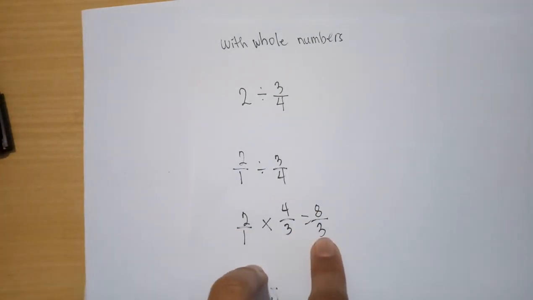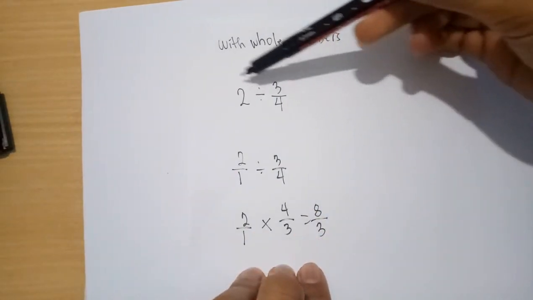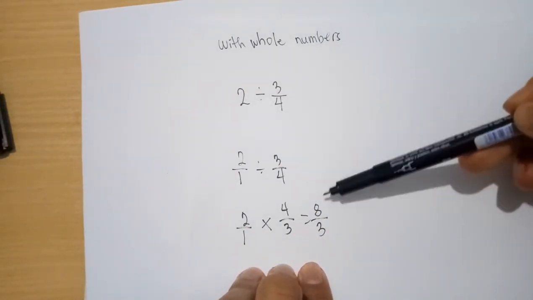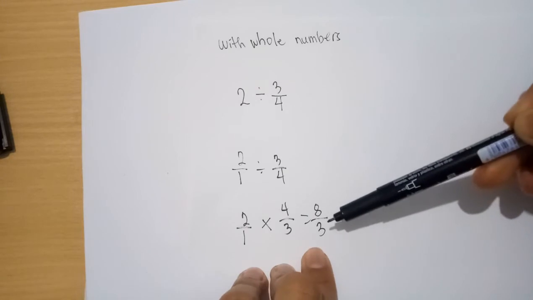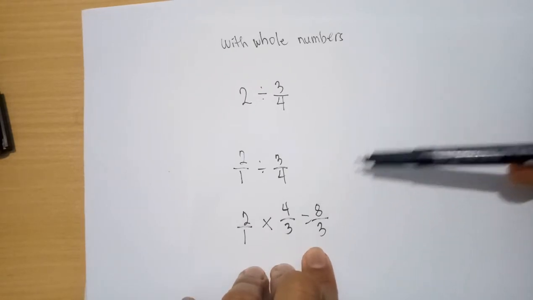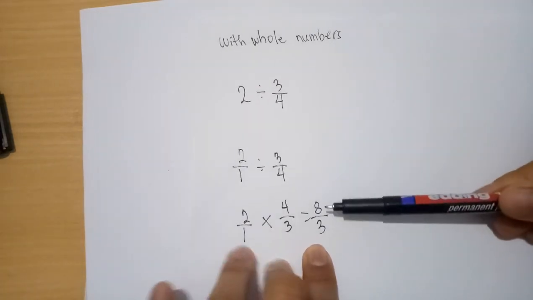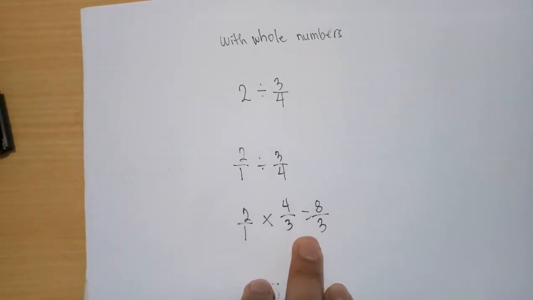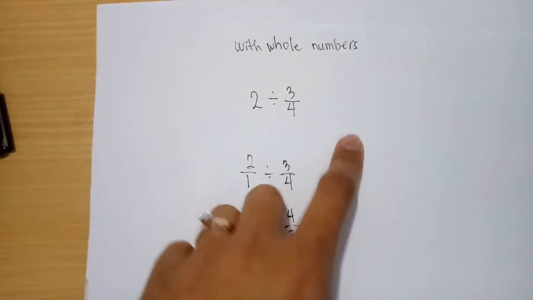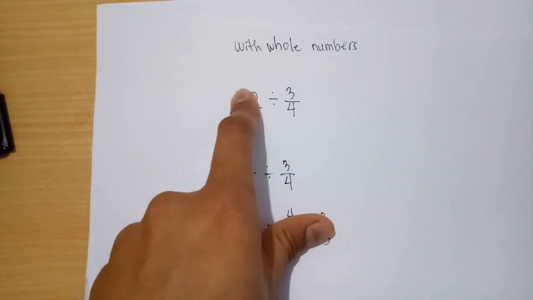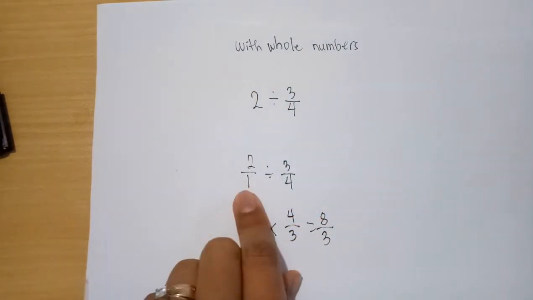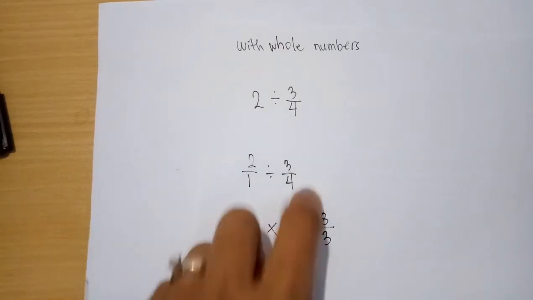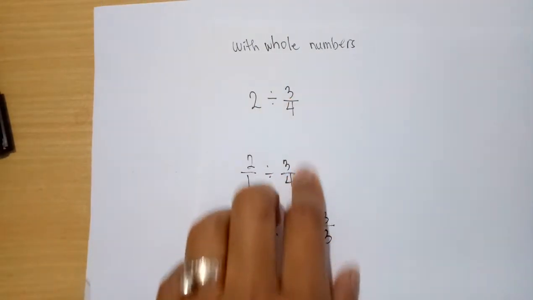For this one, since we're not dealing with a mixed fraction here, it's okay. You can stay with the answer 8 over 3. But if you want to convert this to a mixed fraction, of course, you can do so. Again, always remember, when you see a whole number, just add the denominator 1 to make it a fraction, and then you proceed to the next step.